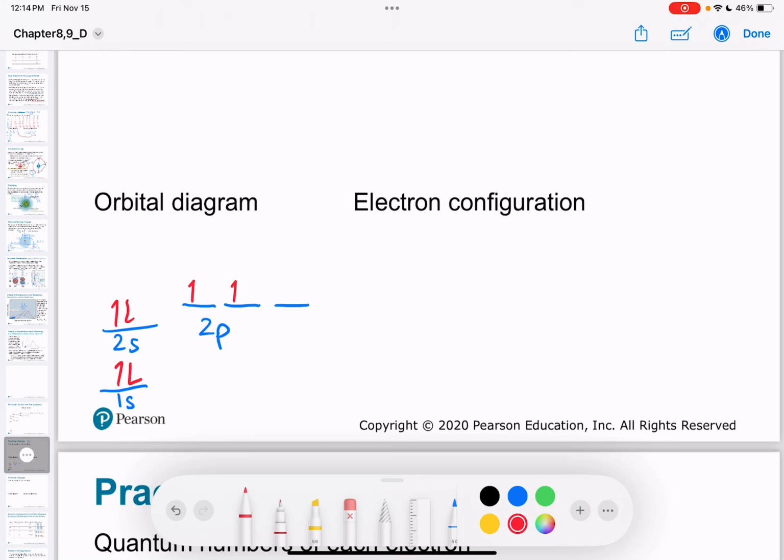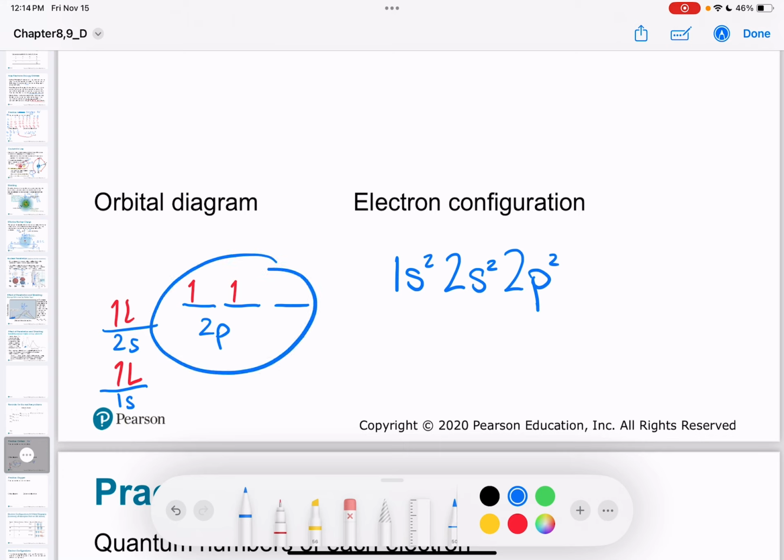Okay, so there's the orbital diagram. Electron configuration is going to label the subshell, lowest energy first, and then say how many electrons are in there. So 1s2, 2s2, 2p2. So that should coordinate with your orbital diagram. There are 2 electrons in the 2p subshell. That's why there's that 2 superscript.